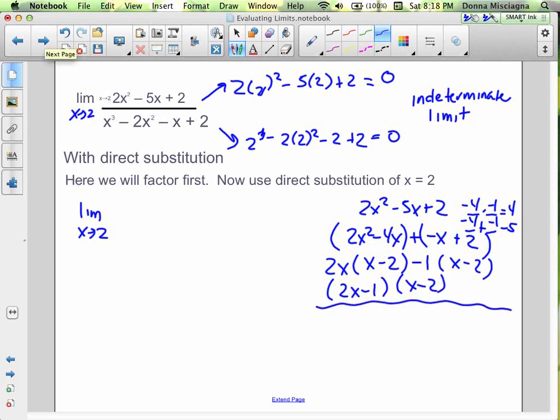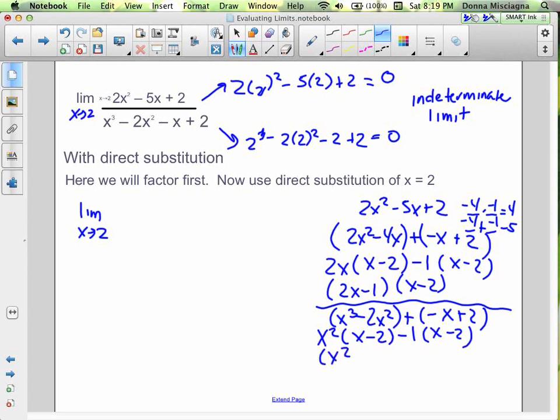The denominator is perfect for factor by grouping. I'm just going to automatically put the parentheses in: x cubed minus 2x squared, and negative x plus 2. Look at that, they just look like they go together, don't they? We'll factor out an x squared, so that's x minus 2. Factor out the negative 1, x minus 2. So we have x squared minus 1 times x minus 2, which is x minus 1, x plus 1, x minus 2. There we go.